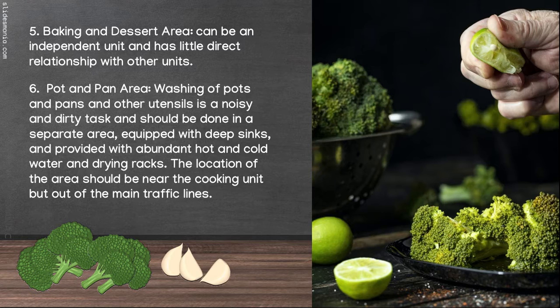Then, pot and pan area. Washing of pots and pans and other utensils is a noisy and dirty task and should be done in a separate area. Equipped with deep sinks and provided with abundant hot and cold water and drying racks. So, yung iba meron sila parang dishwashing machine. The location of the area should be near the cooking unit but out of the main traffic lines.